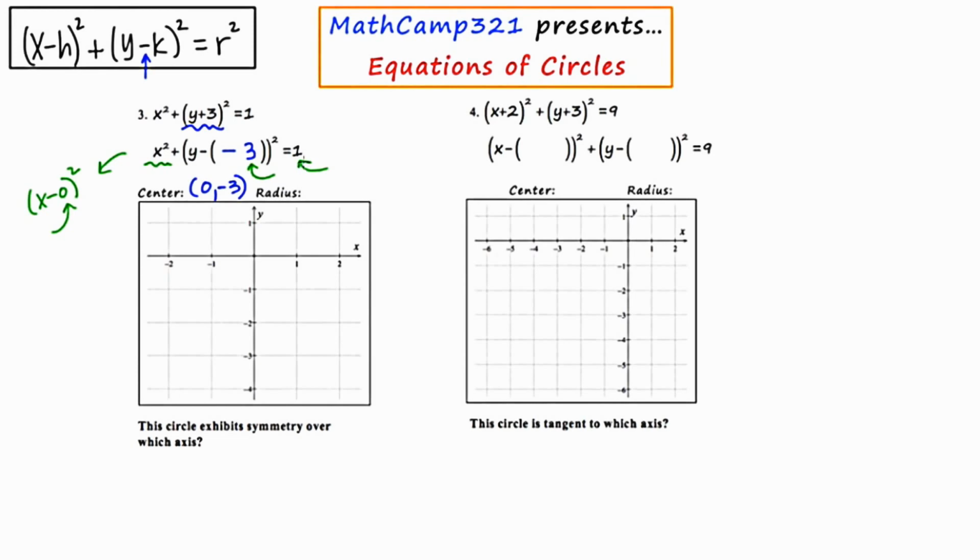And the radius is going to be the square root of this number, which is just going to be 1. So I'm going to go ahead and plot the center at 0, negative 3. And I'm going to go 1 unit to the left, to the right, up, and down. And now I'm going to draw as best I can this circle.